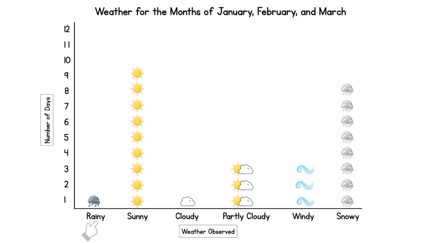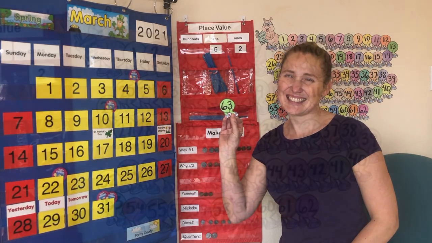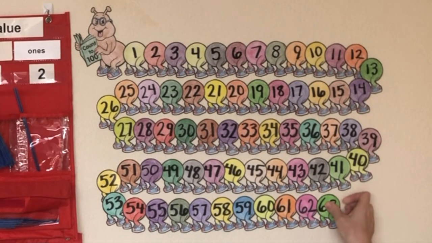We've had 1 rainy day, 9 sunny days, 1 cloudy day, 3 partly cloudy days, 3 windy days, and 8 snowy days of calendar time in the months of January, February, and March. Let's add to our doodle bug. 63 days of calendar time.